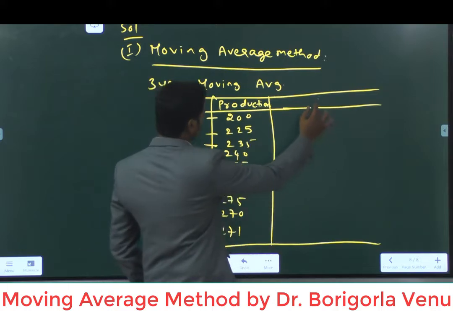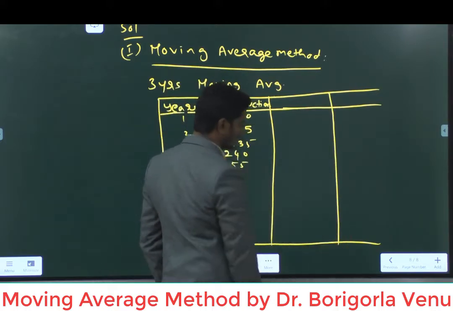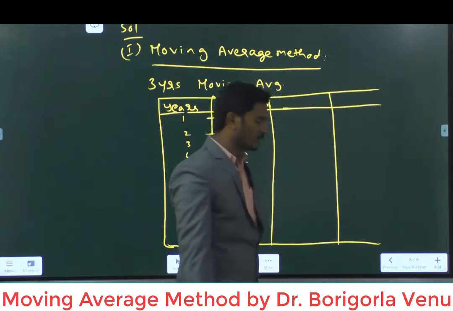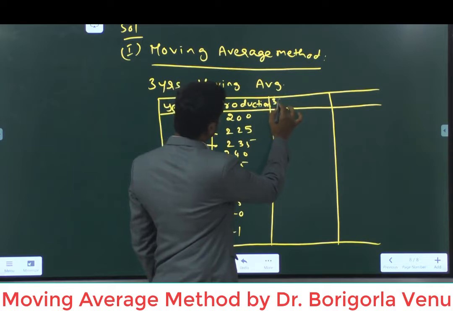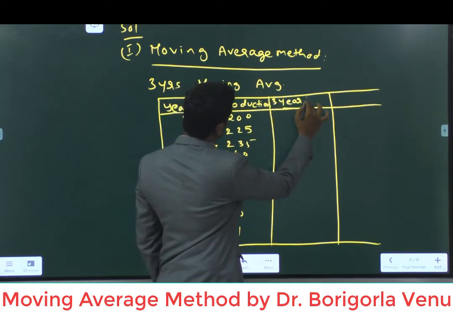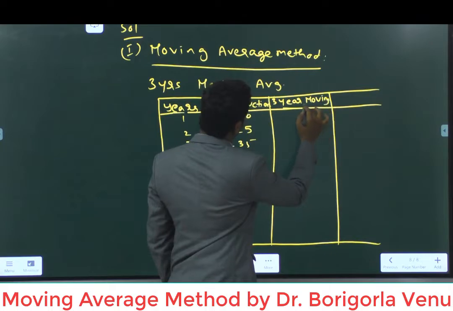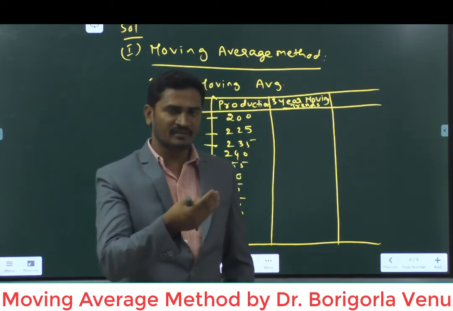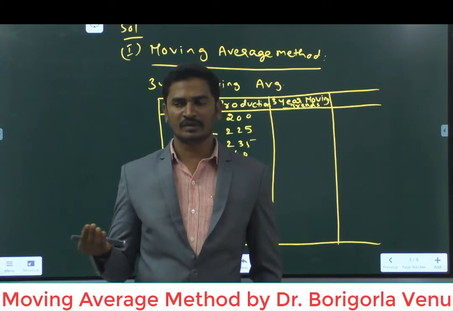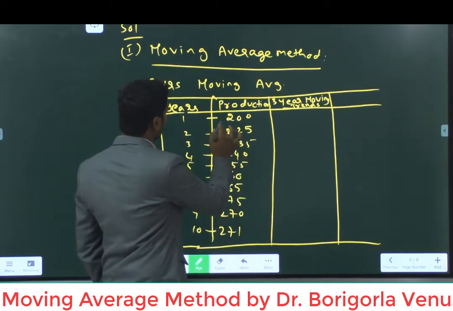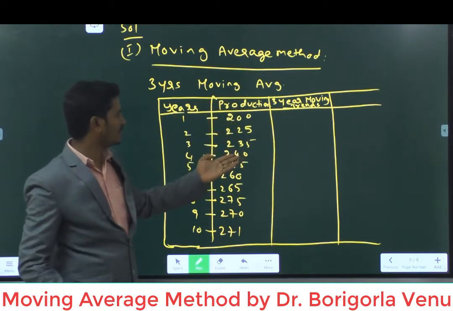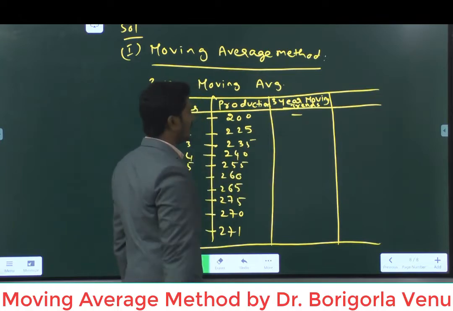Now we are going to take the 3 years average, that is the 3 years moving trend we are considering here. 3 years moving trend means we consider the previous year, this year, and then next year. Coming to the first year, we don't have the previous data, only the next year data, so we simply take the trend as a dash.